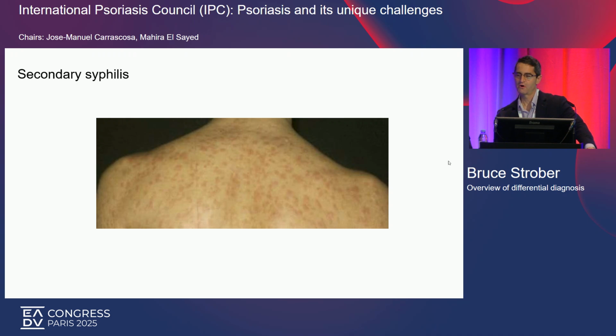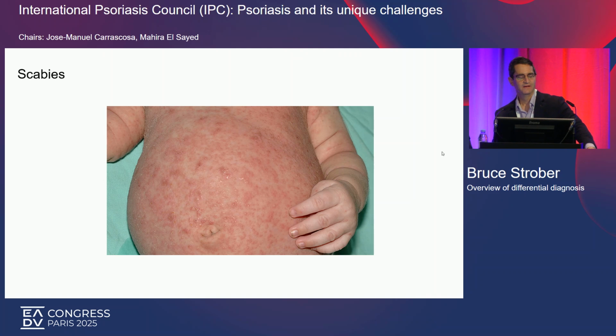Luckily, I drew an RPR on the patient. It came back the next day, and it corrected my diagnosis. But anytime you suspect secondary syphilis, you should draw the labs, even though your diagnosis might be leaning towards psoriasis. And then scabies, obviously in a child.